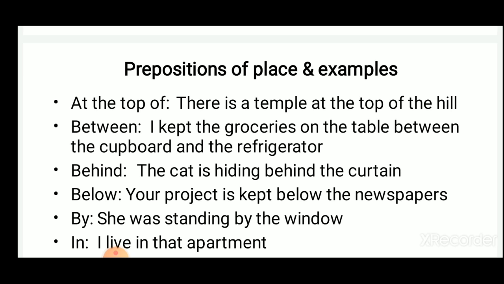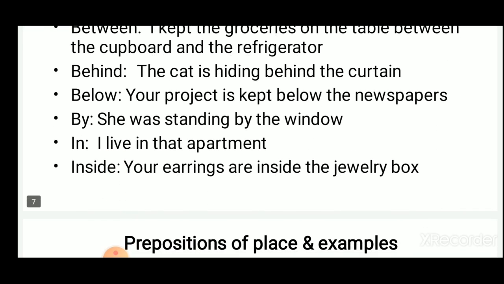Behind: the cat is hiding behind the curtain. Below: your project is kept below the newspapers. The position of the project is shown here, that it is placed below the newspapers. By: she was standing by the window. Means just near the window. In: I live in that apartment. Inside: your earrings are inside the jewelry box.